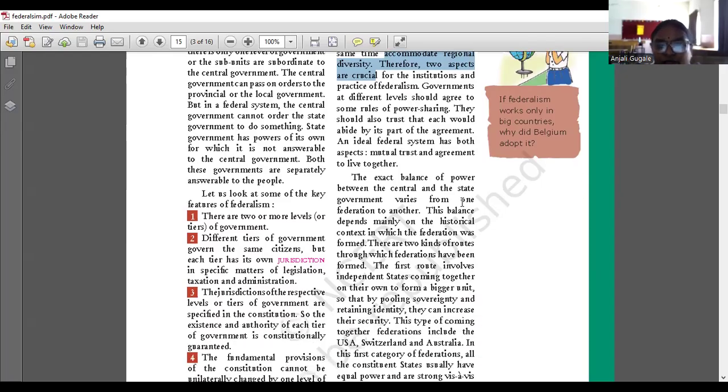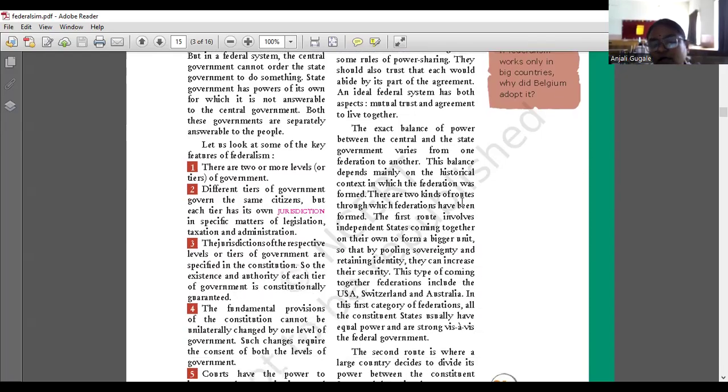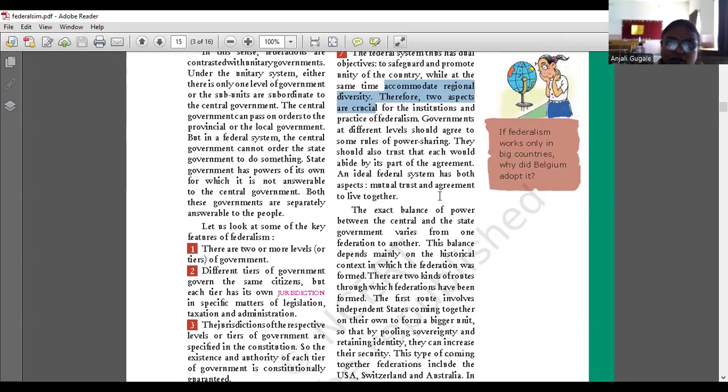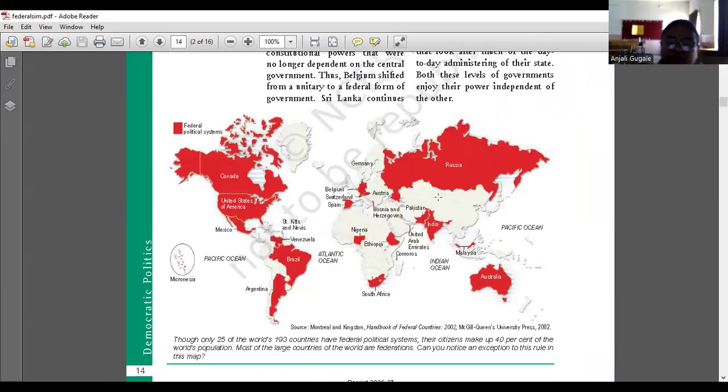Now we are proceeding to the next topic, which I could not cover in the previous class. It is the four types of federations. Okay, in the first page of the lesson, as we can see here, children, 25 of the world's 193 countries, as given in your map, are federal in nature.